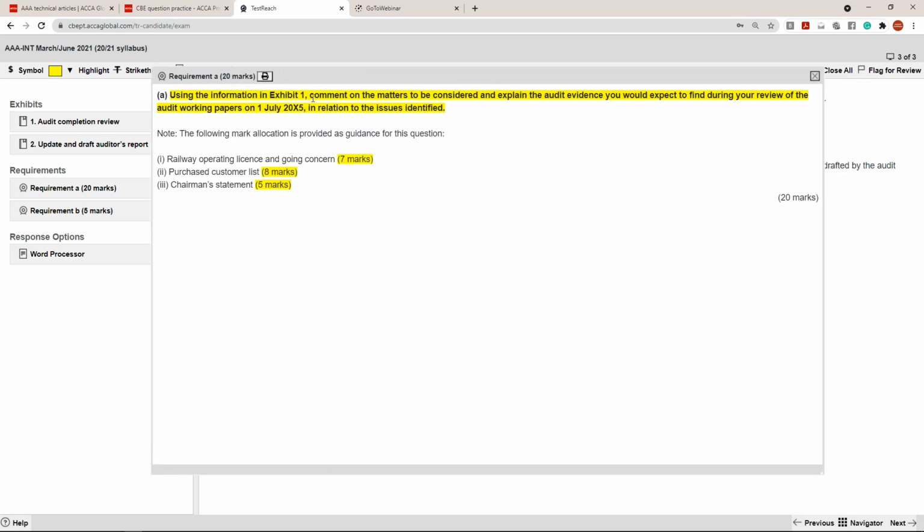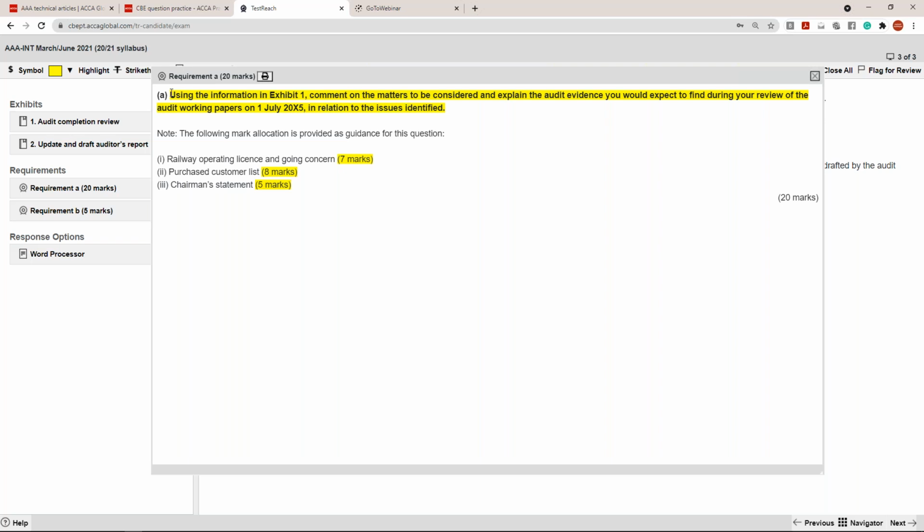Using the information in exhibit 1. So is the examiner saying that requirement A is for exhibit 1? Is that very sure now? Using the information in exhibit 1, not exhibit 2, right? Comment on the matters to be considered and explain the evidence you should expect to find in the review of the working papers. So using the information in exhibit 1, comment on the matters.